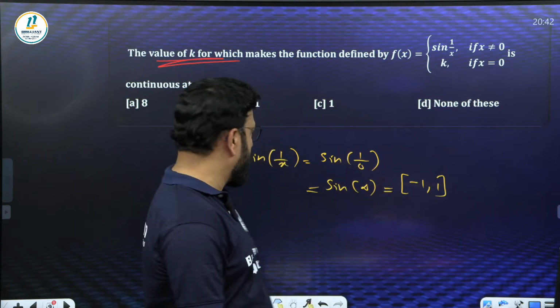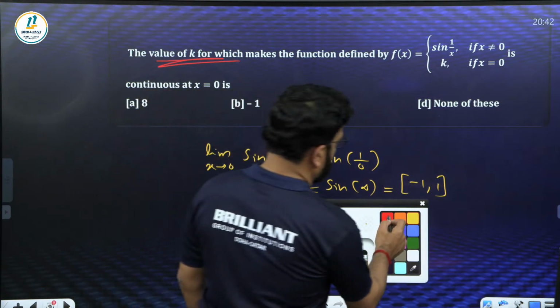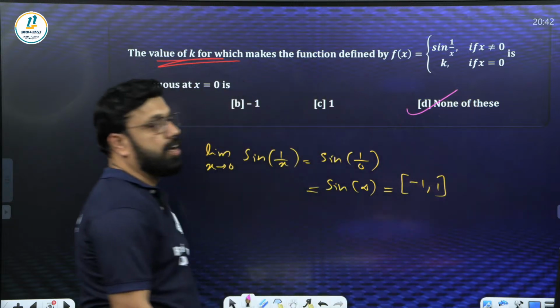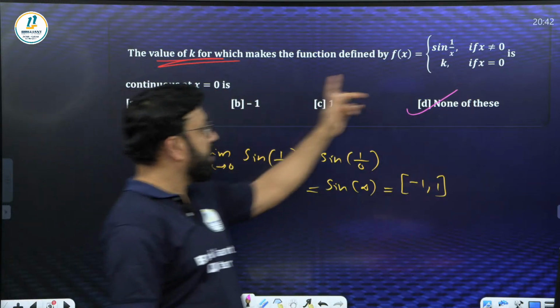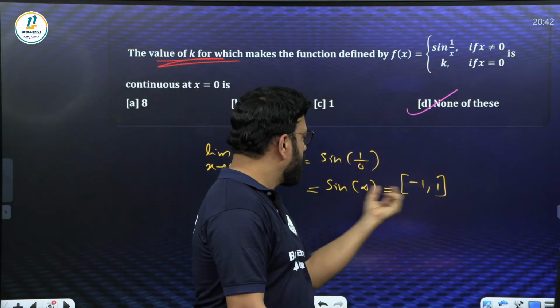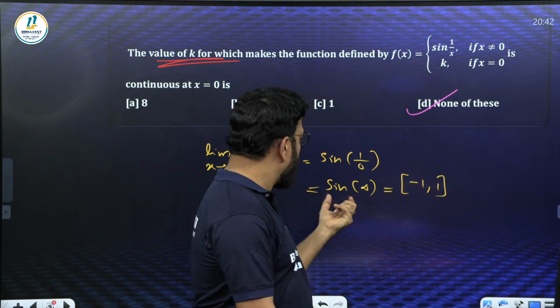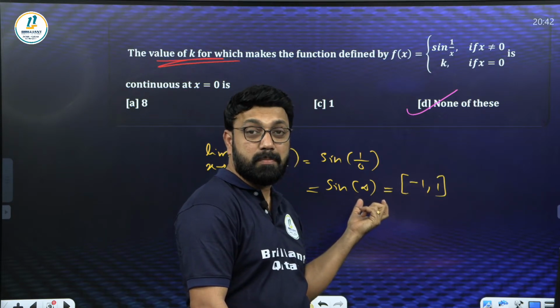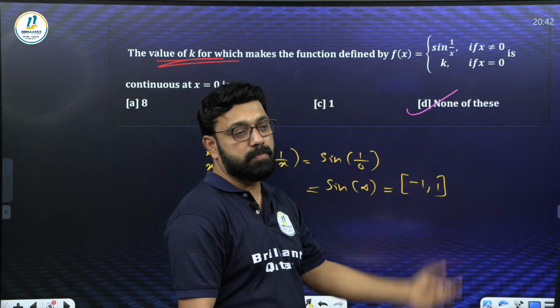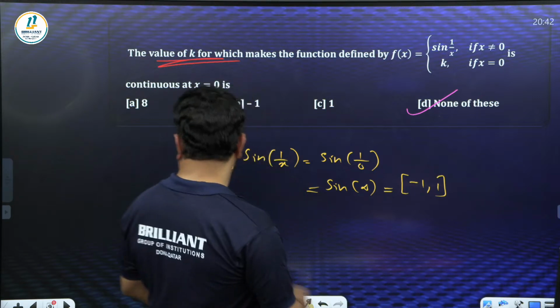So, from the options we can write there, none of this is the right answer. None of this. Hope you understood the reason. The value of k we cannot define here because the range of the sine function is always from -1 to +1. Hope you understood. Answer D is the correct option.